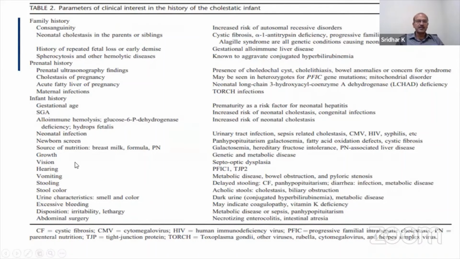Growth is associated with genetic, metabolic, hearing problems, PFIC can be having, or the tight junction protein mutation. Vomiting can suggest bowel obstruction, pyloric stenosis. The level of stooling and the color of the stool is important, and urine characteristics. Excessive bleeding may indicate coagulopathy and the associated vitamin K deficiency with liver failure. And irritability, lethargy is not typically seen in biliary atresia, but it may suggest metabolic disease or sepsis. If there is a history of previous abdominal surgery, NEC and TPN related can contribute, and also intestinal atresia may be associated with bile duct atresia, cholangiopathies.